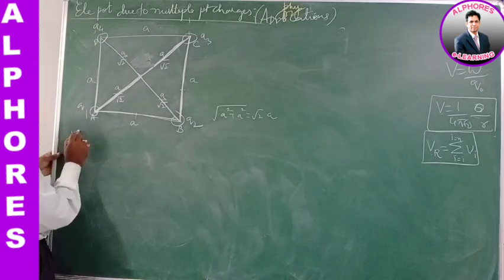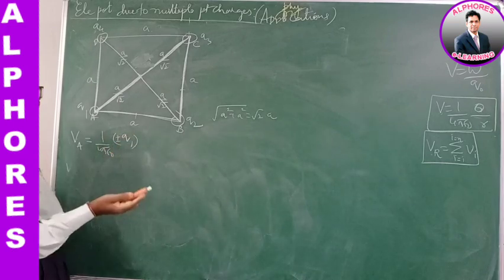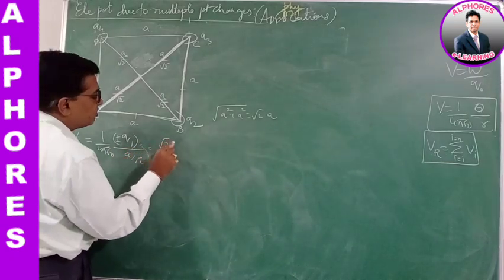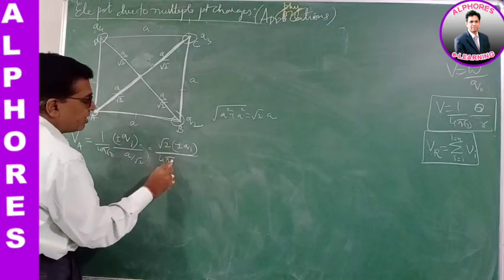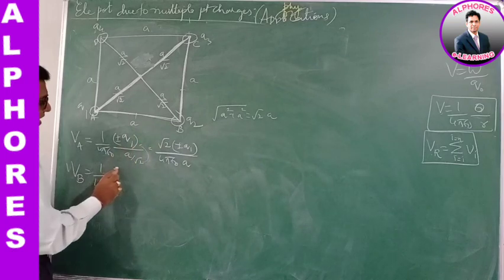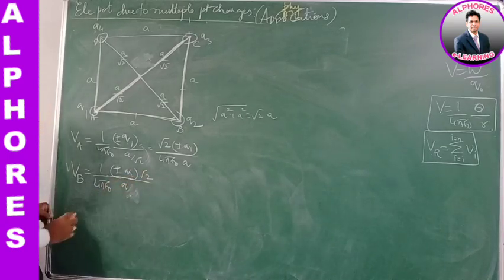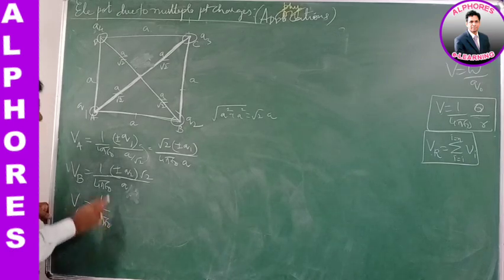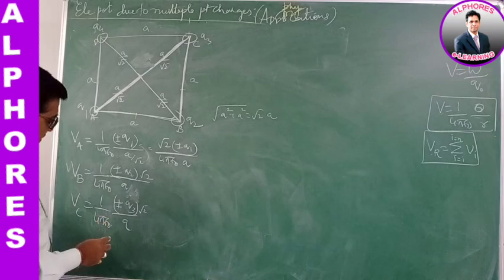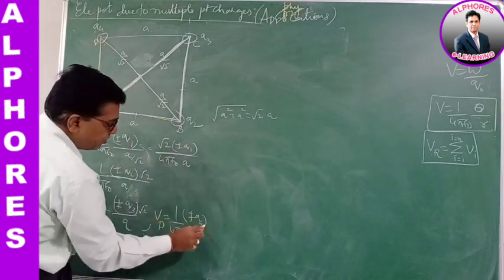Therefore, the potential due to the charge at A is 1 by 4 pi epsilon naught, charge Q1, plus if it is plus, minus if it is minus, by the distance A by root 2. Root 2 goes up, so it is plus or minus root 2 Q1 by 4 pi epsilon naught A. Similarly, the potential due to the charge at B is plus or minus root 2 Q2 by 4 pi epsilon naught A. The potential due to C, with charge Q3, is plus or minus Q3 by A by root 2. And the potential due to the charge at D is plus or minus Q4 by A by root 2.